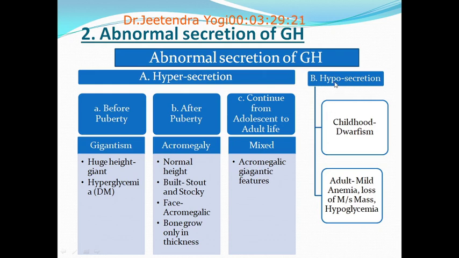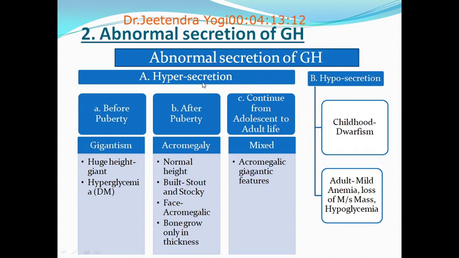Now come to the hyposecretion of growth hormone. Again, according to the age group, if this hyposecretion occurs in growing children or in childhood, then it creates dwarfism. We will discuss this in detail in the subsequent slides. And if hyposecretion occurs in the adult age group, then it causes only mild anemia that can be treated with hematinic supplements, and causes loss of muscle mass and can create hypoglycemia. So this was an overview of what appears due to the hypersecretion or hyposecretion of growth hormone.